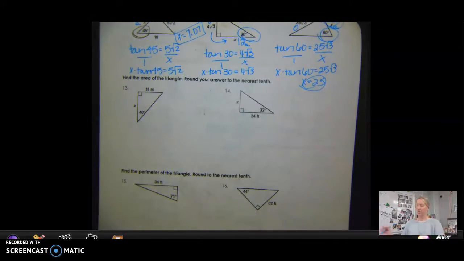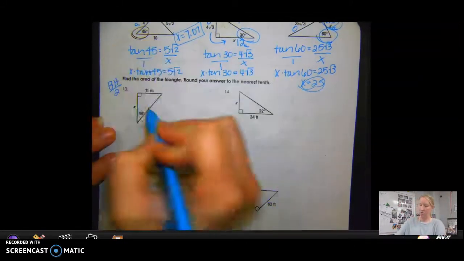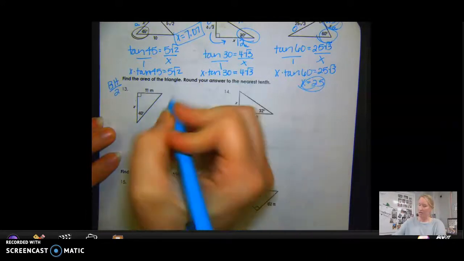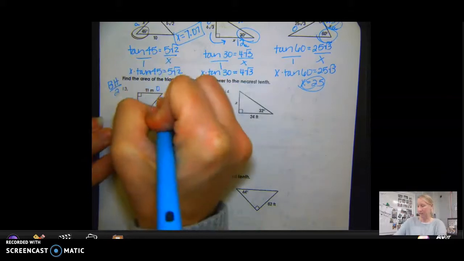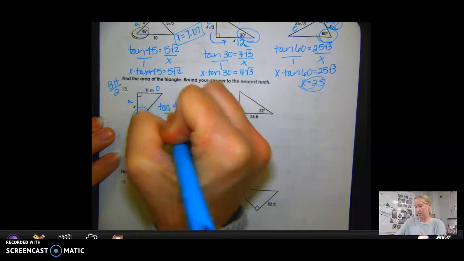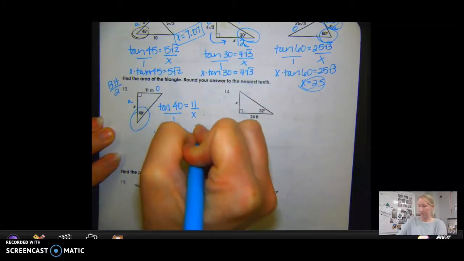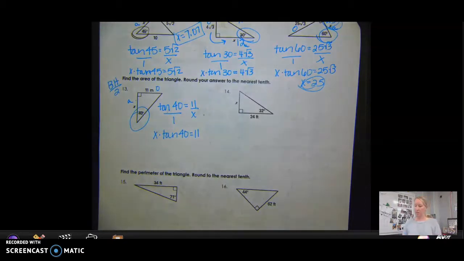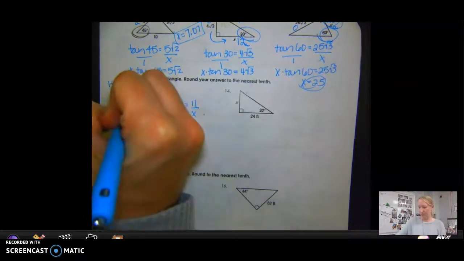Find the area of the triangle. So area is base times height divided by 2, and base and height make a 90-degree angle. So this is a 40-degree angle. This is opposite. This is adjacent. So this would be tangent of 40 is equal to opposite over adjacent. Put this over 1. Cross multiply. Get x times the tangent of 40 equals 11. So I'm going to divide by the tangent of 40 on both sides. So 11 divided by the tangent of 40 is x equals 13.1.